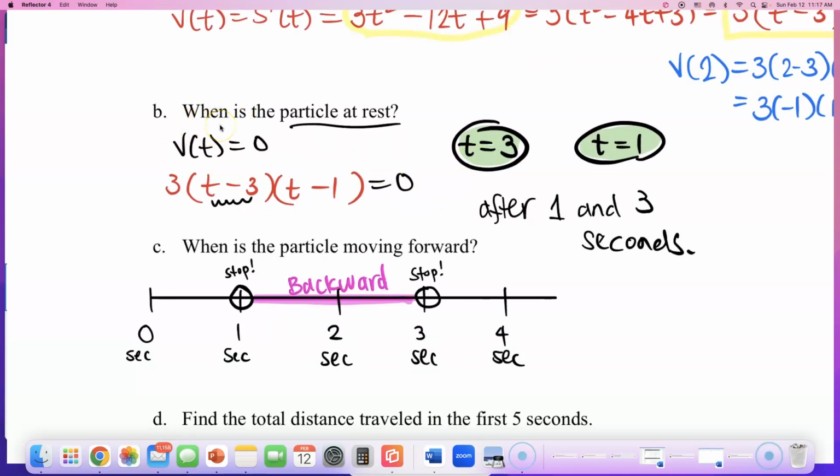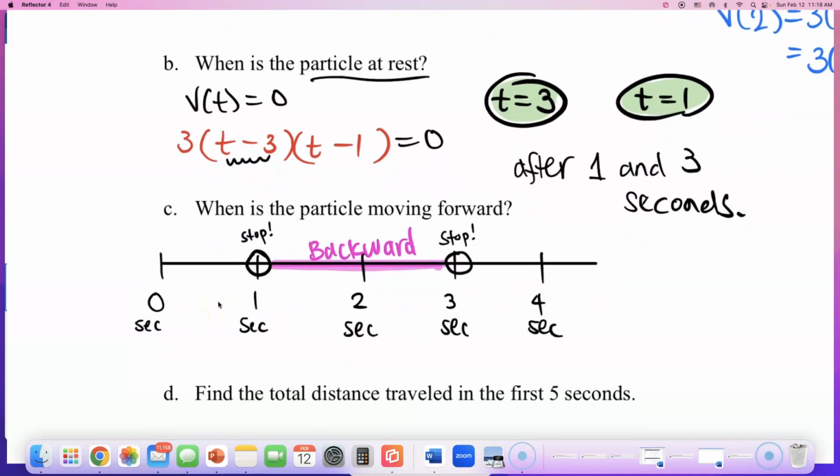We know this particle is stopped only at time 1 and time 3. So if it never stops in between 1 and 3 seconds, it just keeps moving backward in this interval. So what I want to know is what this particle was doing in between 0 and 1 second and after 3 seconds, because this particle never stops after 3 seconds or before 1 second.